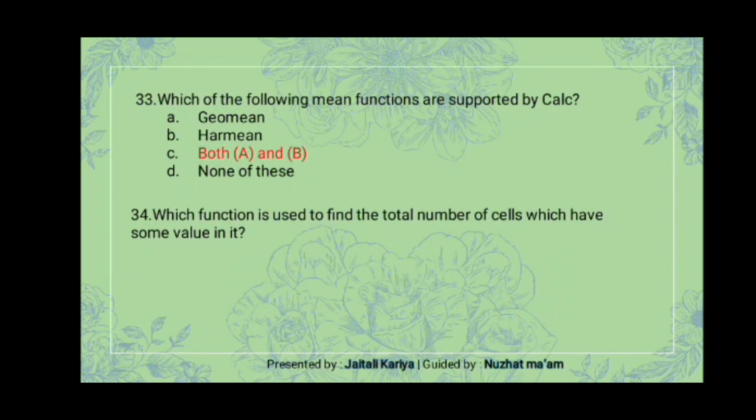34th. Which function is used to find the total number of cells which have some value in it? A. Value, B. Count A, C. Cell, and D. Total. And the correct answer is B, that is count A.